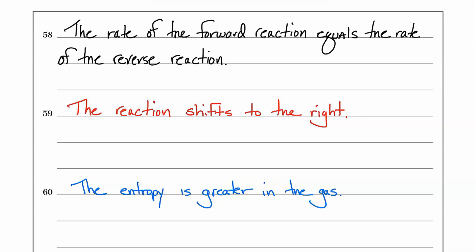As things get colder, they move less. They have fewer degrees of freedom. They don't spread out as much. Okay, so many ways to say that, but the gas, of course, spreads out. It's more random than the liquid.